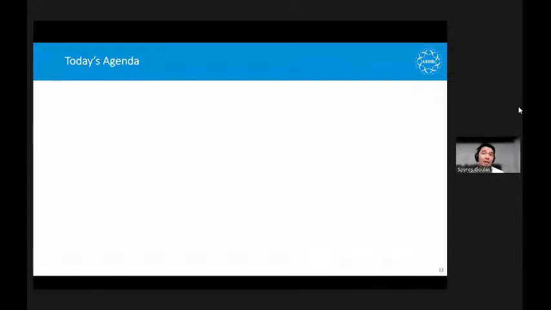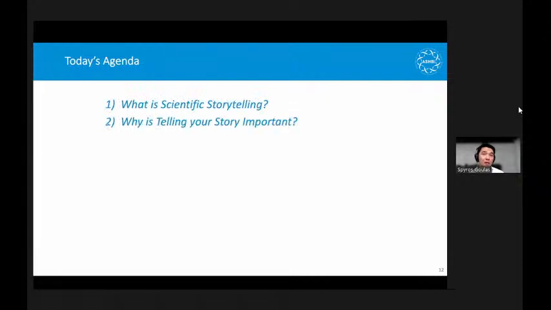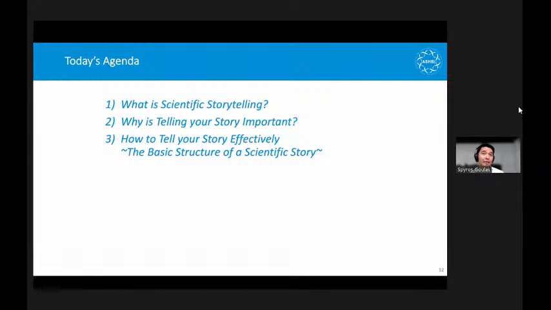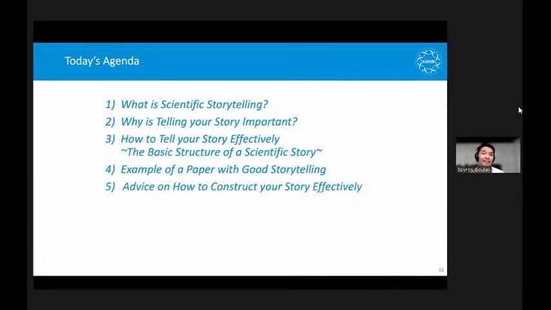I have divided my talk essentially into the what, the why, and also how to tell your story in a scientific paper by looking first at its basic structure, then by going through an example of a paper with good storytelling. Lastly, I will also be giving advice on how to think about your paper and potential ways to construct your story in the most effective manner. So with that, let's begin by discussing what is storytelling in a scientific paper.